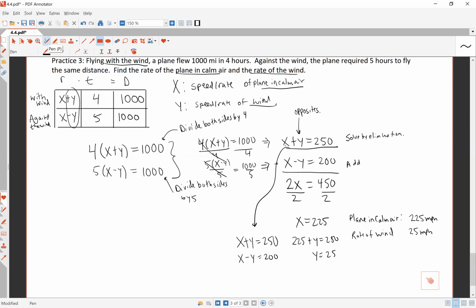And so again, when we check this, that means that when we go with the wind, we're going 225 plus 25, we're going 250 miles an hour times 4, which is 1,000 miles. And when we go against the wind, we subtract and we get 200 miles an hour for the plane. Times 5 is 1,000 miles. So it all works out.